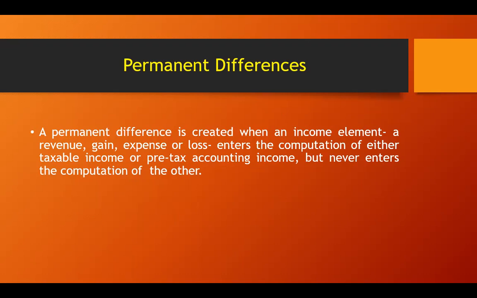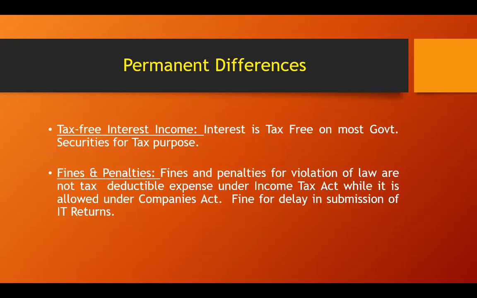Okay, mutually exclusive. Which are the examples of permanent differences? For example, tax-free interest income. There is tax-free interest income and there is interest income on which you have to pay the tax. Interest is tax-free on most government securities for tax purposes. Central government securities, we call them G-Sec securities. If any security carries tax-free interest, it is exempt. Fines and penalties for violation of law are not tax deductible expenses under the Income Tax Act, while they are allowed under the Companies Act.